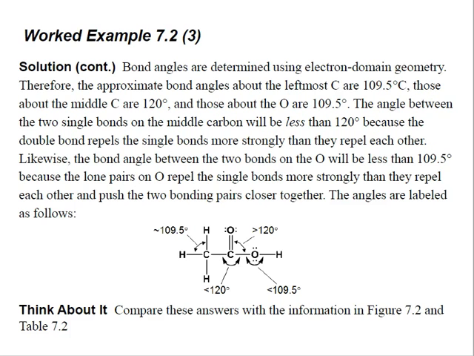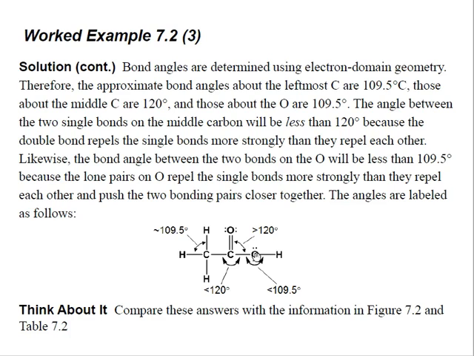The bond angles will be determined using the electron domain geometry. Therefore, the bond angles for the leftmost carbon, which is here, for tetrahedral should be 109.5 degrees. The middle carbon goes on trigonal planar, and that should be 120 degrees. And then with the oxygen, you'll see 109.5 degrees.